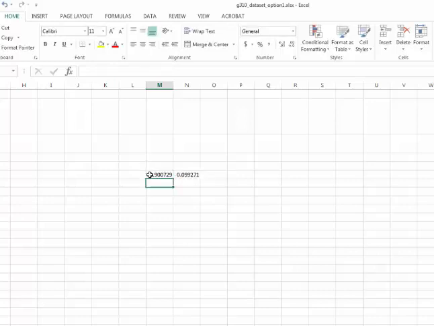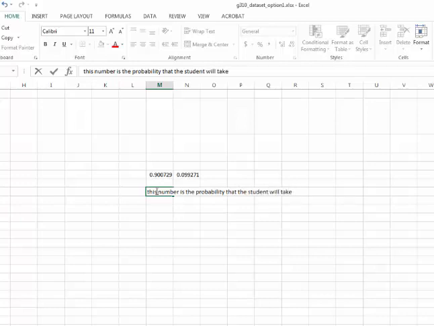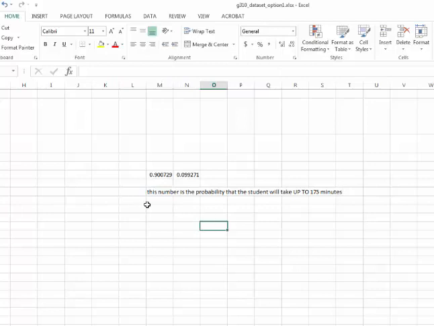We calculate this number, and the number is 0.90072. What is this number? This number tells us the probability that the student will take up to 175 minutes. We don't want exactly that. What we want is exactly the opposite.